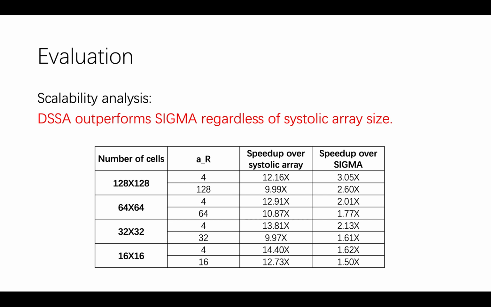As we mentioned before, DSSA is based on a systolic array with 32 times 32 cells. To study how DSSA performs under other systolic array sizes, we conduct a scalability analysis. We compare DSSA, SIGMA and the systolic array under different cell sizes, including 128 times 128, 64 times 64, and 16 times 16. Under each size, we evaluate DSSA with local optimal and local worst parameters. In this table, smaller AR represents local optimal, whereas larger AR represents local worst. Results show that DSSA outperforms SIGMA regardless of systolic array size.